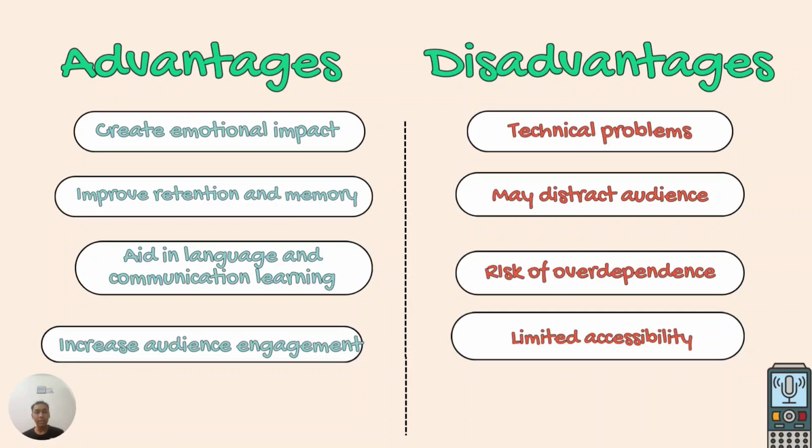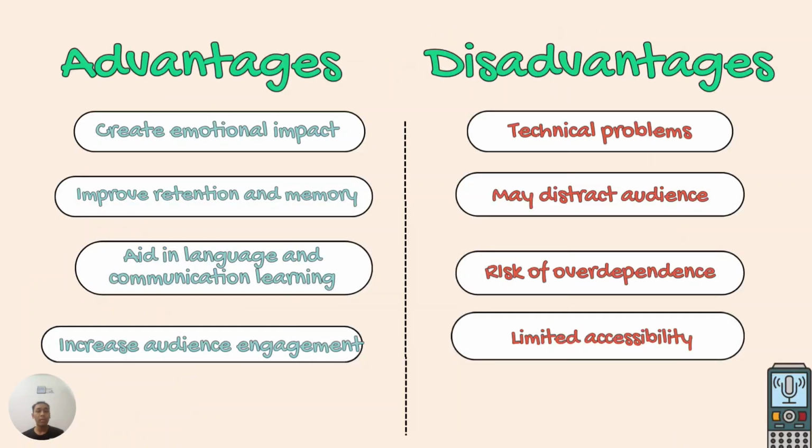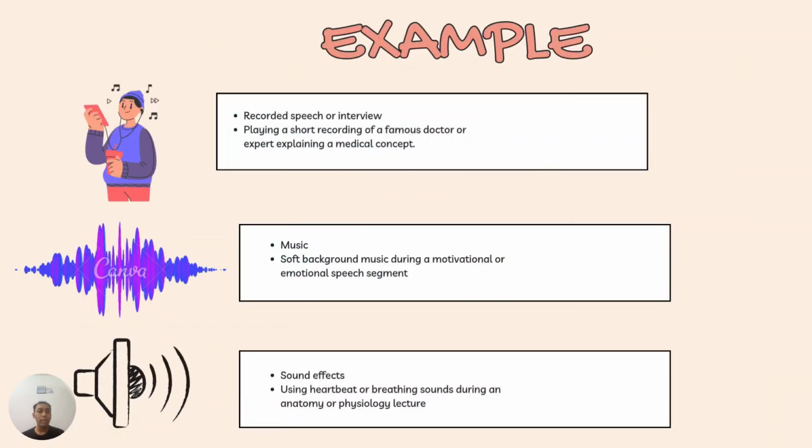Okay, disadvantages are most likely the same as the visual aids. Technical problems may distract audience, risk of overdependence, and limited accessibility because some audience may have hearing difficulties or the venue may lack proper sound equipment. Okay, for example, when we listen to recorded speech or interview, or when we listen to soft background music during a motivational or emotional speech, or sound effects such as using heartbeat or breathing sounds during an anatomy or physiology lecture.